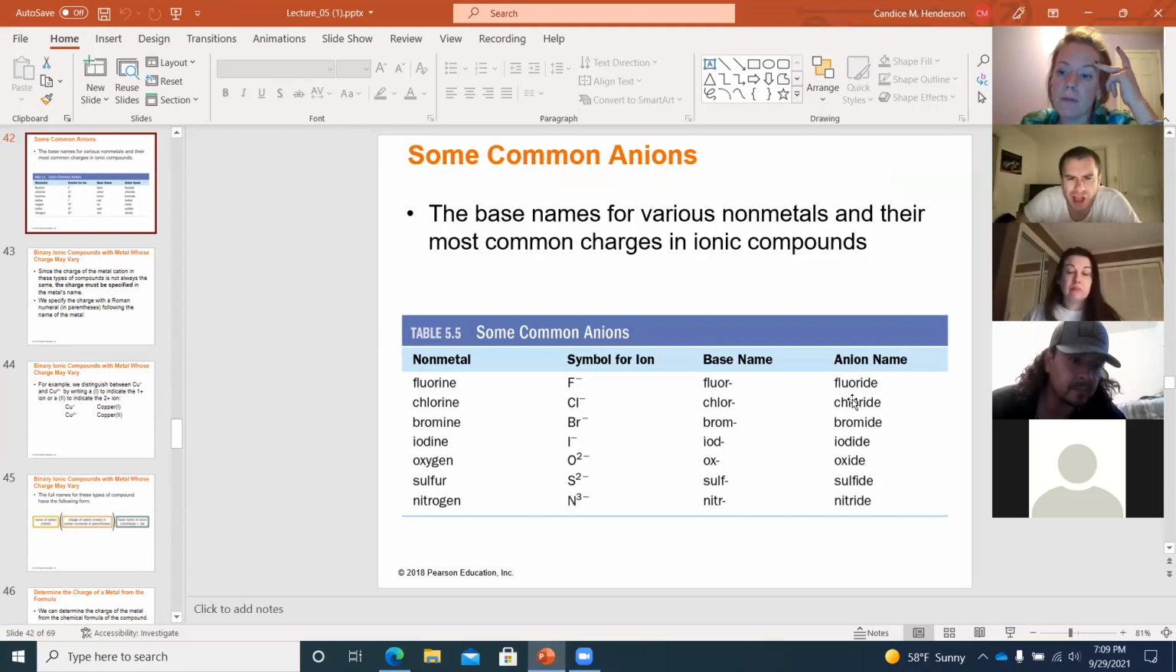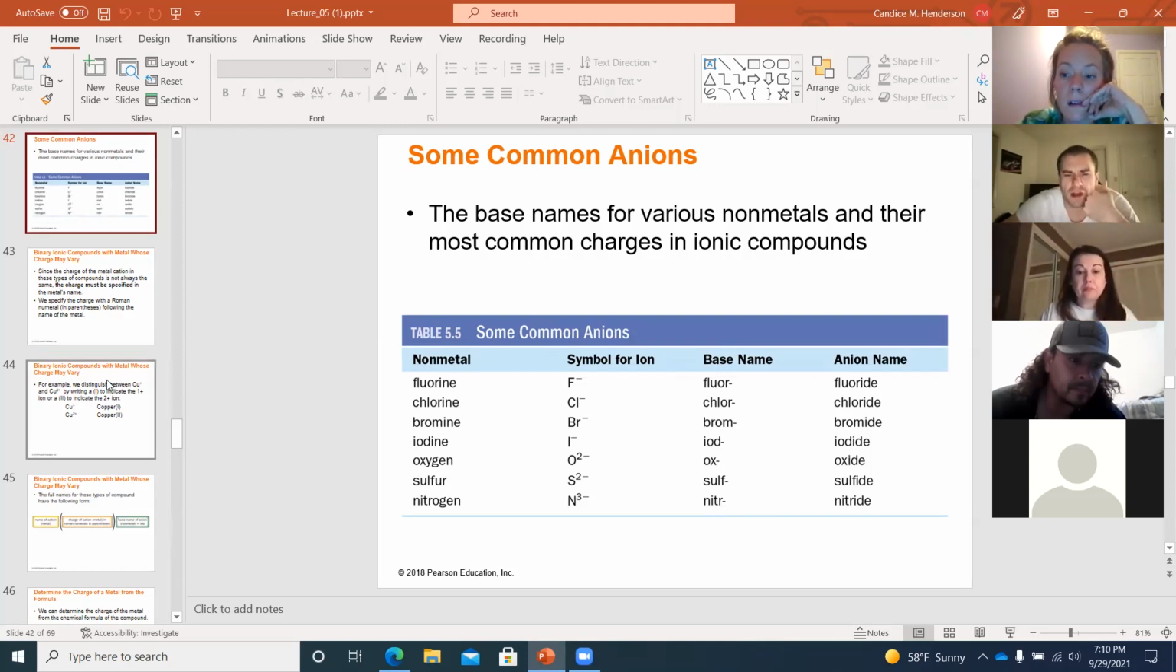Like fluorine becomes fluoride. This is just what we do when we have a metal and a non-metal, like sodium and chlorine. We don't call that sodium chlorine, we call it sodium chloride. So these are just the base names that we use. We just use the first syllable of each one.